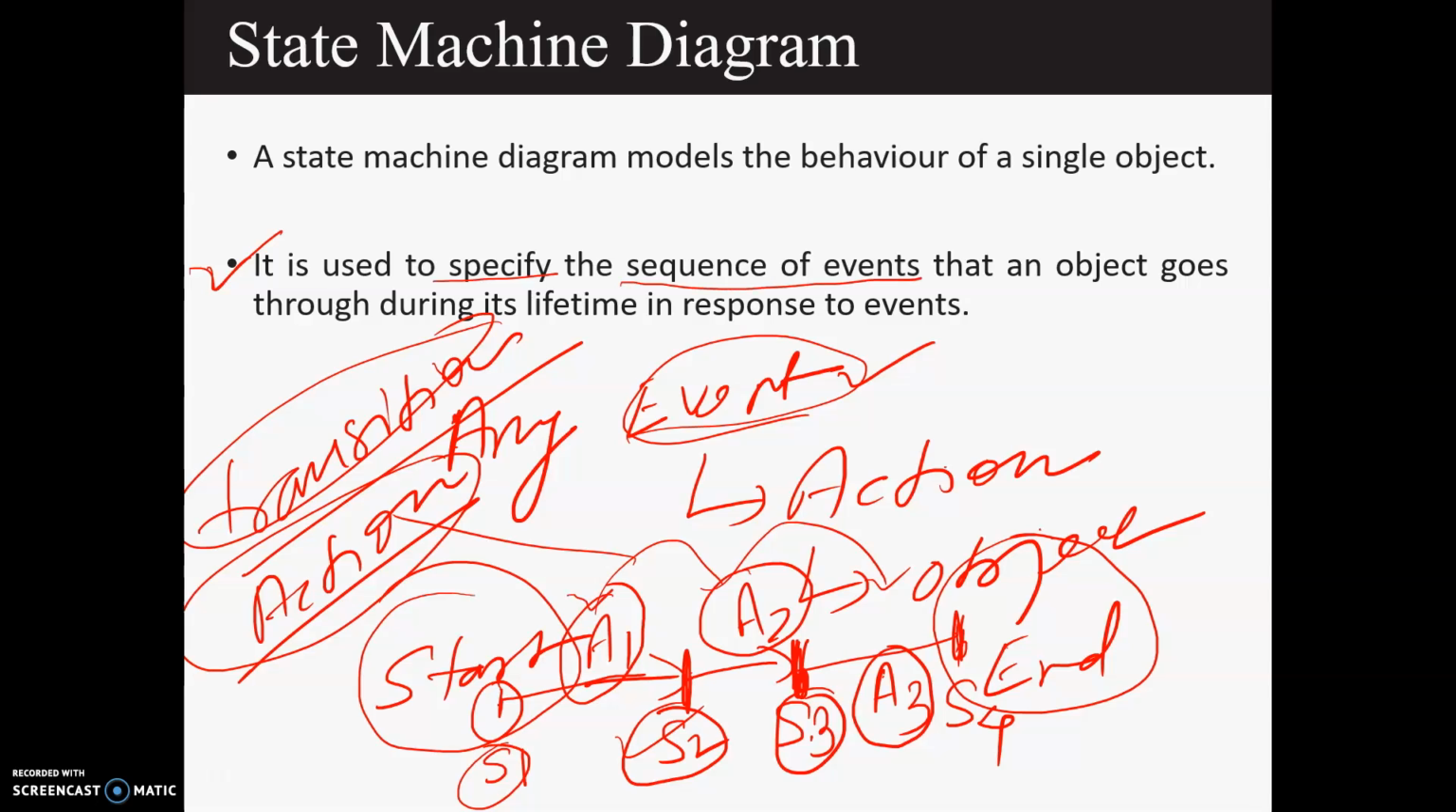Sequence of events means action A1, action A2, action A3. So it is the sequence of events that an object goes through during its lifetime. The lifetime of the object starts from state S1 to state S4, and in order to reach from state S1 to state S4, you are performing a series of actions, that is A1, then A2, then A3, and then you reach state S4. You can get this information with the help of a state machine diagram. That is why we design a state machine diagram.